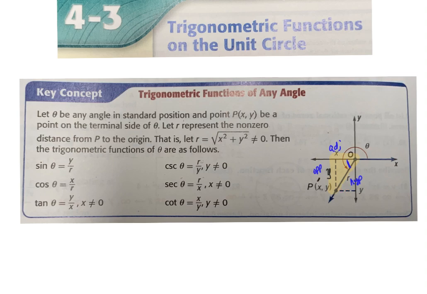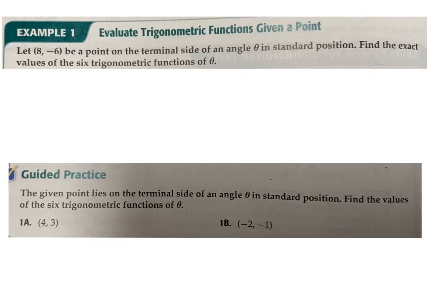Now, you may have to calculate your r. They may just give you the x and y, but calculating the r is strictly the Pythagorean theorem. That is the base, the height, and the hypotenuse of a right triangle, and to calculate the hypotenuse, you use the Pythagorean theorem. So let's look at the example here.